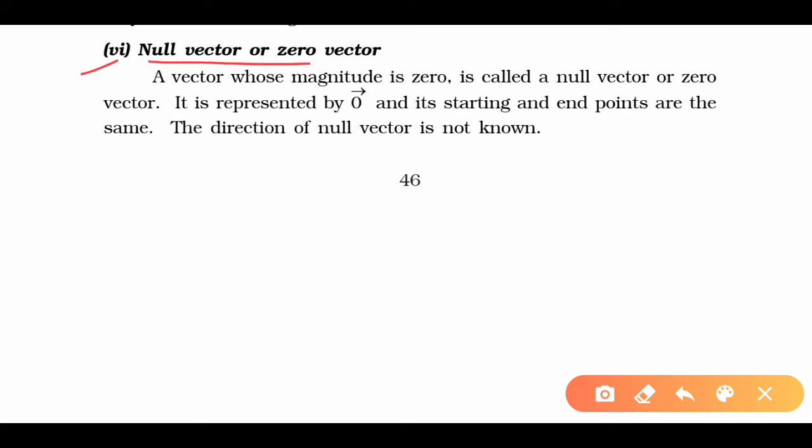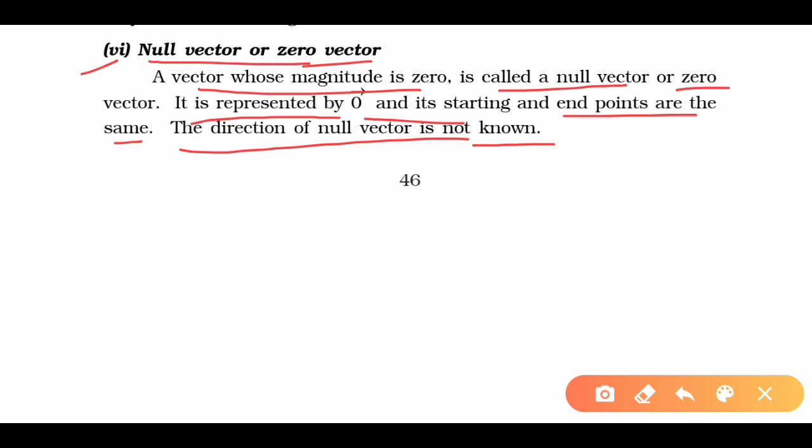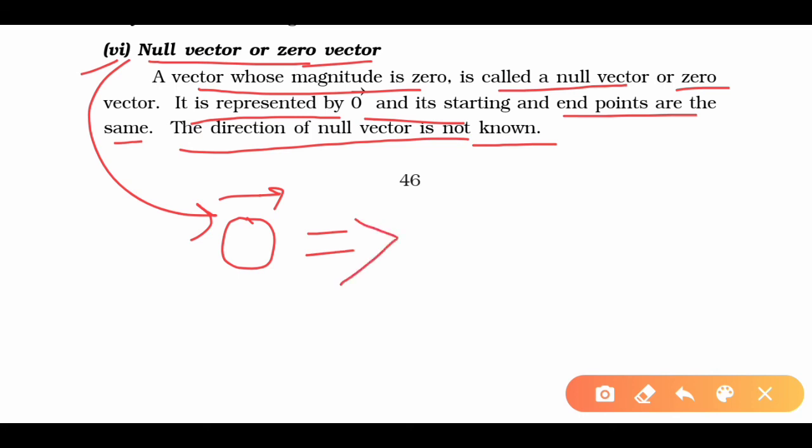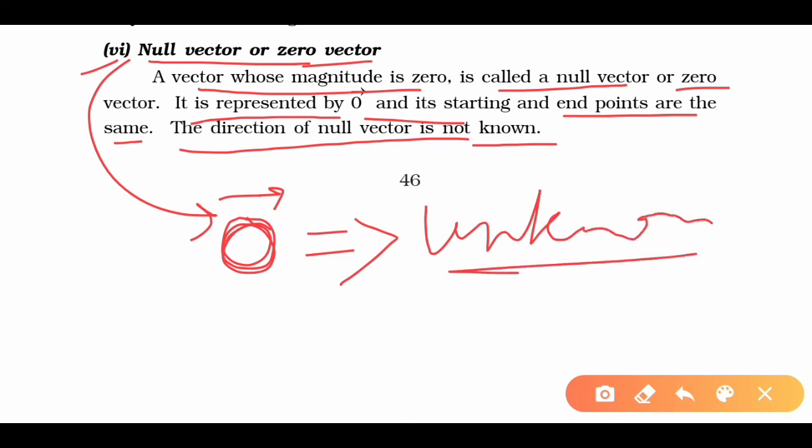Sixth, null vector or zero vector. A vector whose magnitude is 0 is called a null vector or zero vector. It is represented by 0 vector, or its starting and end points are the same. The direction of a null vector is not known. So if the magnitude of any vector is 0, that is denoted by null vector or zero vector. The direction of a null vector is unknown. This one is important, remember this.